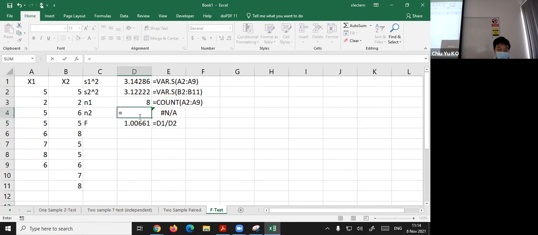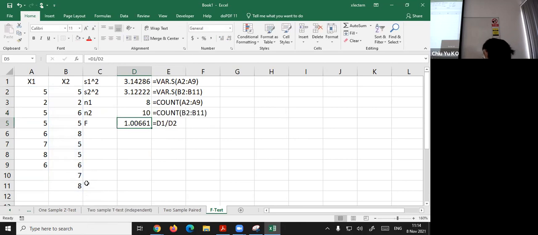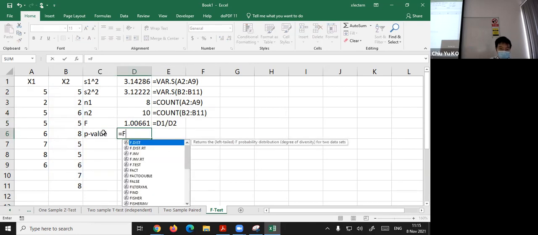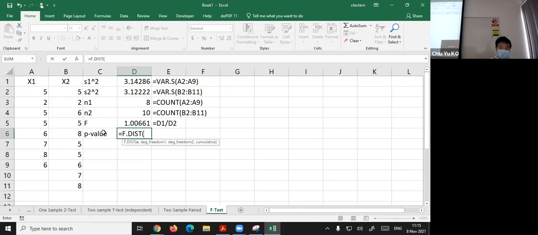And for n2 we just count how many of them. Okay. Now, there are two ways to calculate. Do you remember how to calculate the p-value? First, you want to calculate the p-value. You look at the F list, right, of this, and you have n1 minus 1 and n2 minus 1. Okay, true.